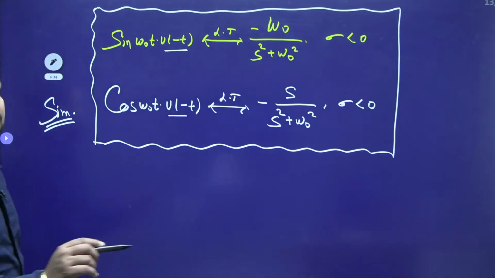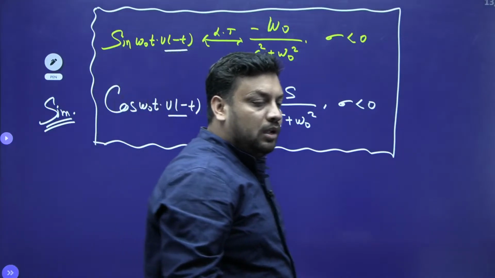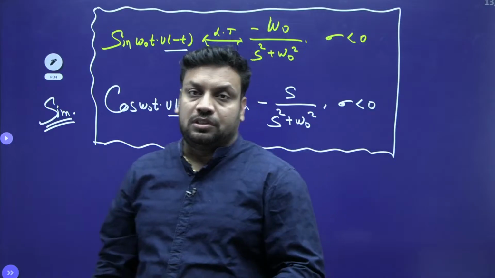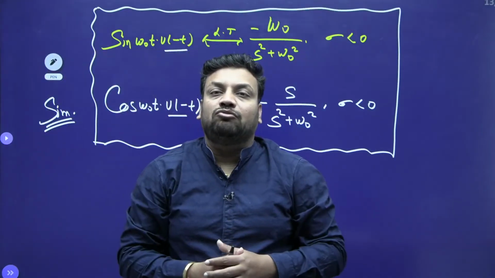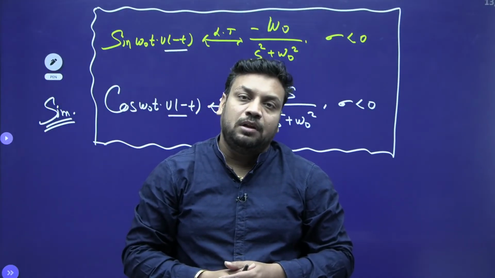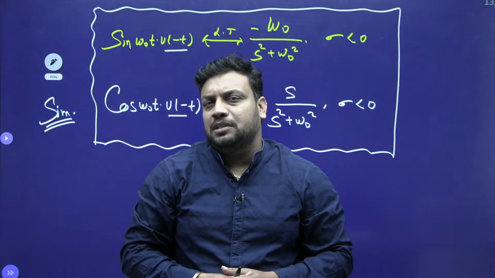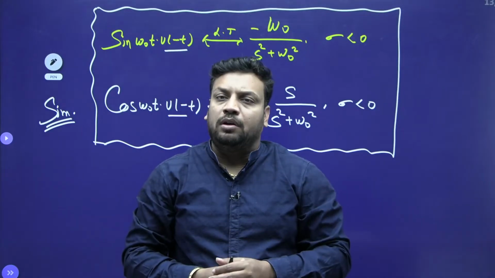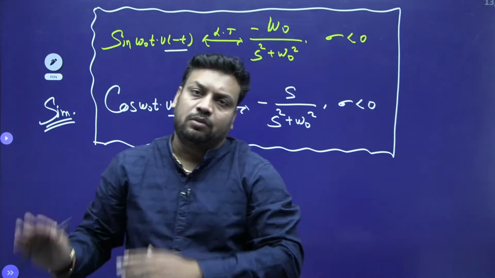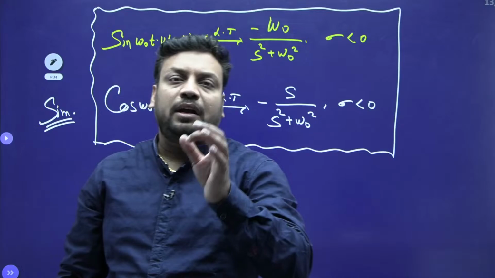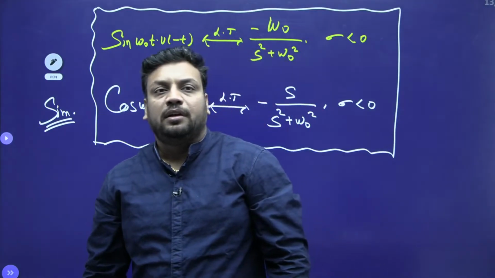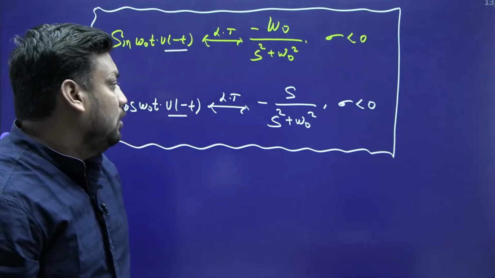But students, in signals and systems, I am again talking about this: if I ask the Laplace transform of sine omega 0 t in control systems, then of course you will reply omega 0 upon s square plus omega 0 square. Because in control systems, by default we are talking about t greater than or equal to 0. I hope you are getting this.